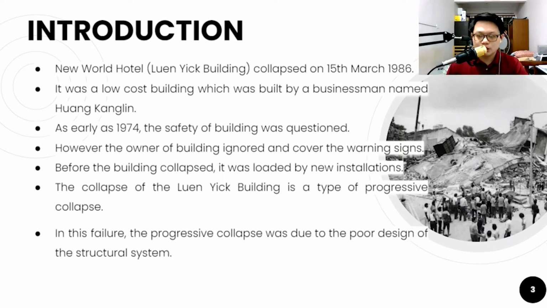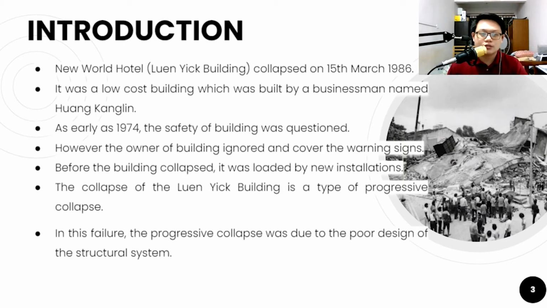The collapsed building is called New World Hotel, also known as the Lian Yak Building. It collapsed on 15 March 1986, and it was Singapore's deadliest civil disaster. The collapse left 50 people trapped, of which 17 were rescued and 33 died. It was a low-cost building which was built by a businessman named Huang Kangling.